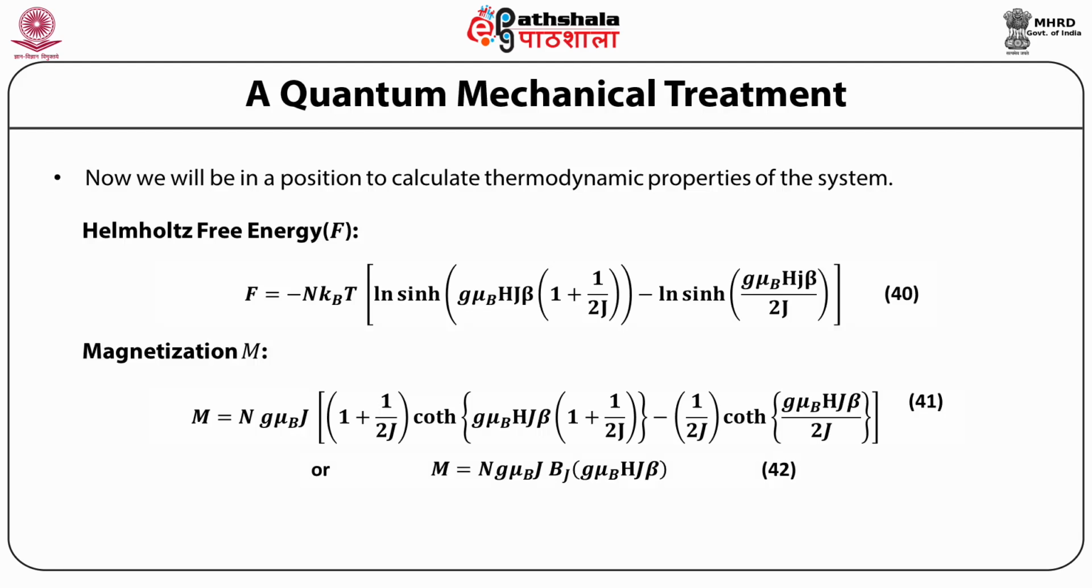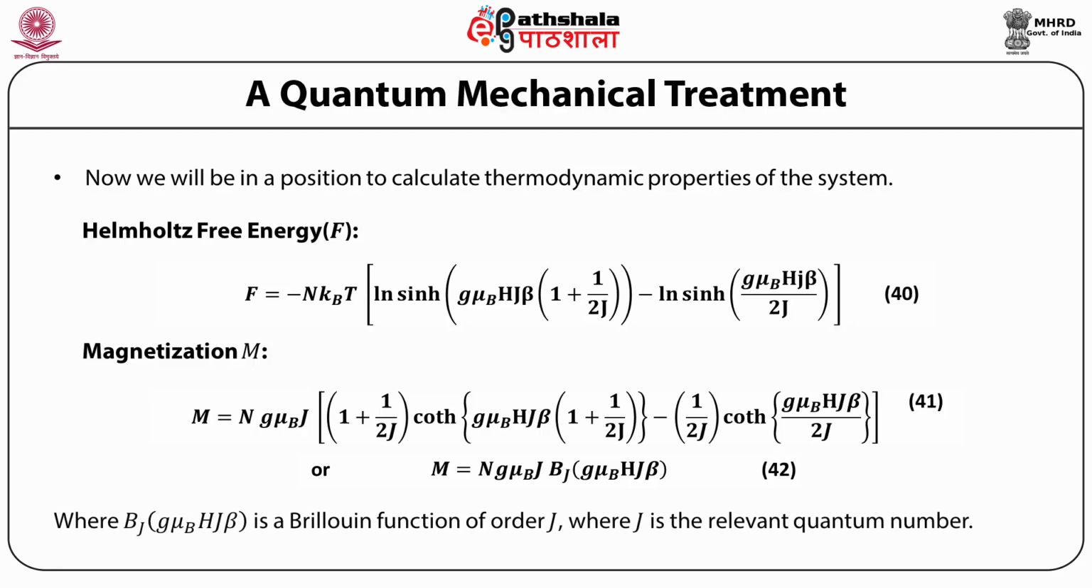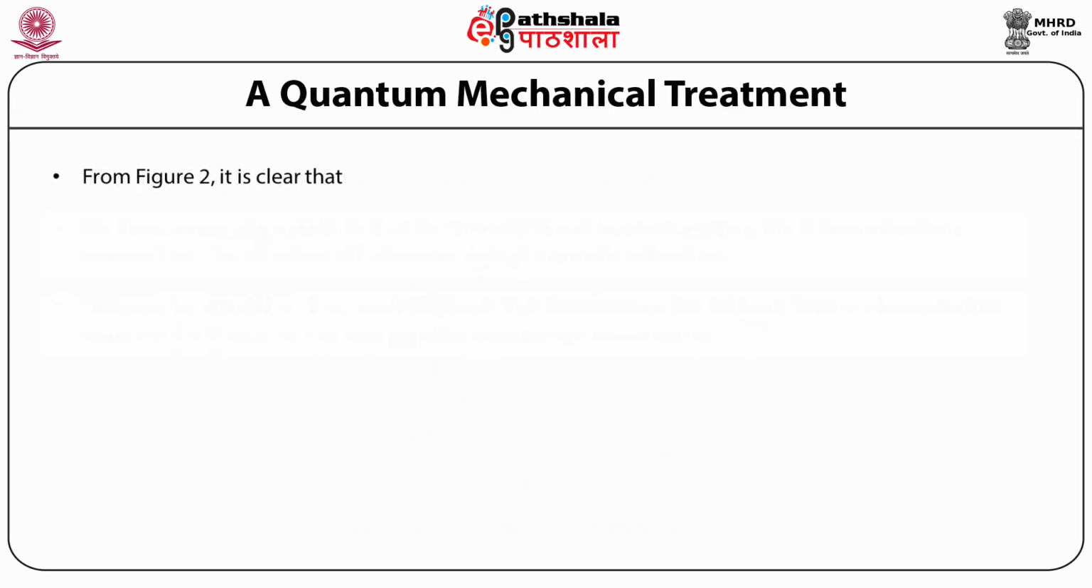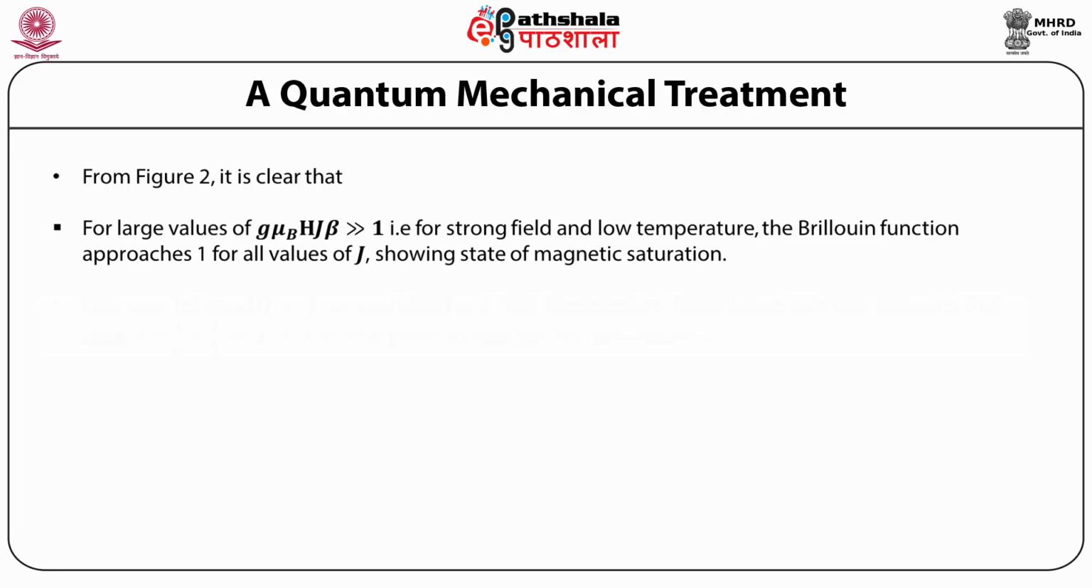or M = N g μ_B J B_J(g μ_B H J β), where B_J(g μ_B H J β) is the Brillouin function of order J, where J is the relevant quantum number. The plot of the Brillouin function is given in figure 2 below. From figure 2, it is clear that for large values of g μ_B H J β, much greater than 1, that is, for strong field and low temperature, the Brillouin function approaches 1 for all values of J, showing the state of magnetic saturation.